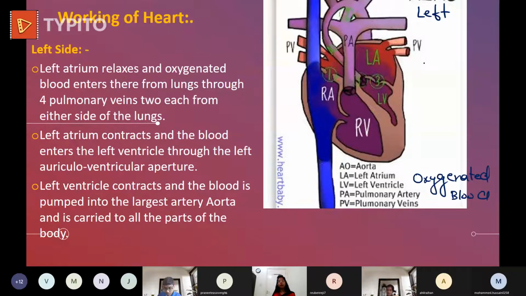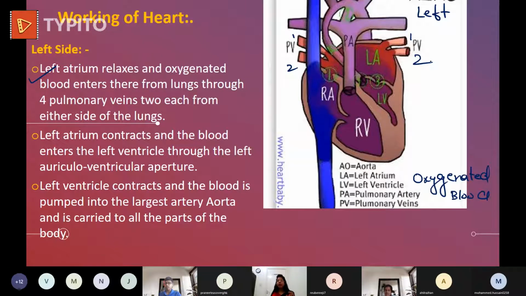So, you know that in the lungs oxygenation happened, and after oxygenation, oxygen is filled up in the blood by the lungs. Now that oxygenated blood is given to the heart by pulmonary veins. So the left atrium relaxes and receives oxygenated blood from the pulmonary veins, four pulmonary veins from the lungs, two from either side of the lungs.